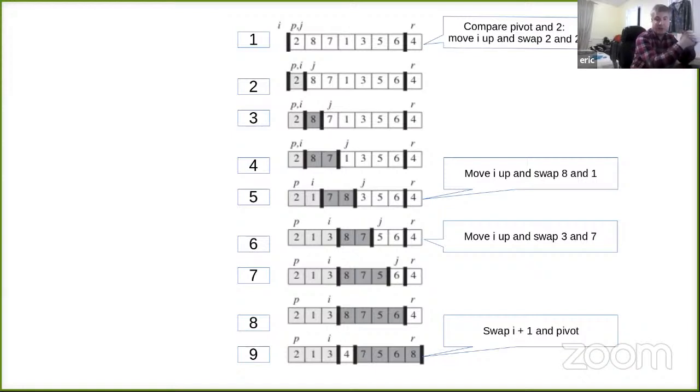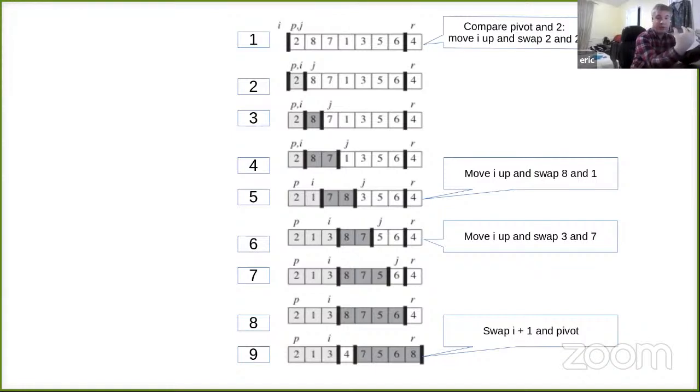And then it's going to increase that J again. 3 is less than 4. It does the same thing. It swaps 3 and 7. Then it keeps increasing J until we get to the last item. And then what it's going to do at the last step, in step 9, is increase that I once again and swap the 8 and the 4.